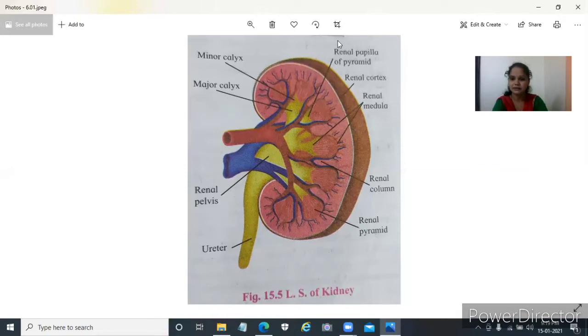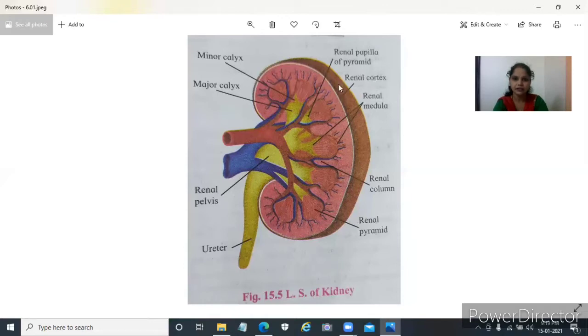Now let's discuss the histological structure of the kidney. Histologically, the kidney consists of mainly two regions. The outer region is the renal cortex, and the middle region is the renal medulla. The outer region, that's the renal cortex. It is the outer one. It is dark in color as compared to the medulla.